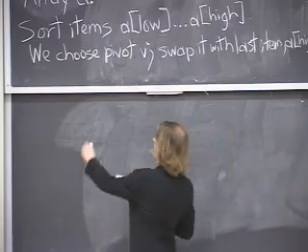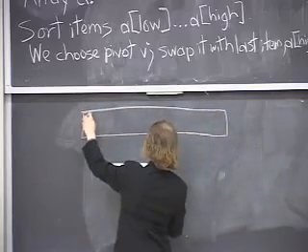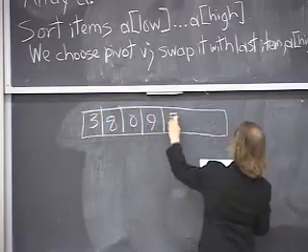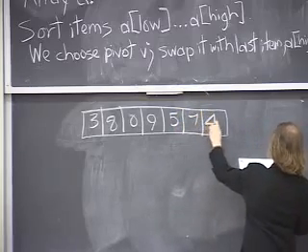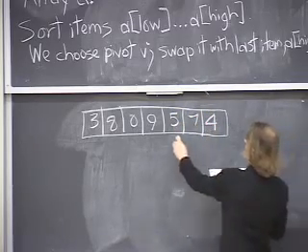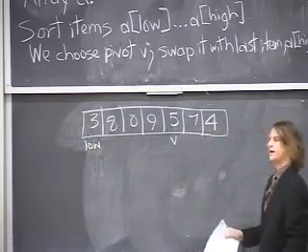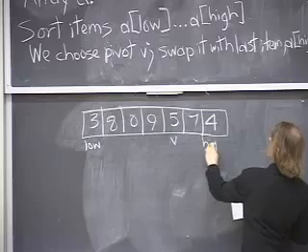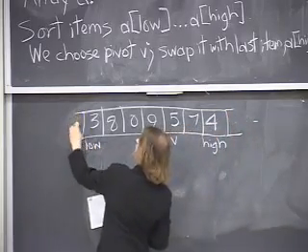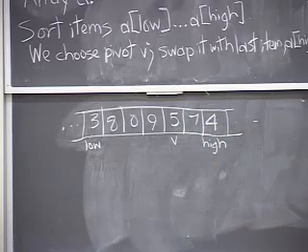All right, so let's look at what we got so far. Here's an array I want to sort, and I've chosen the pivot V. Low is the index of this item. High is the index of this item. This array may or may not go on further in each direction, but I want to sort this portion of the array.